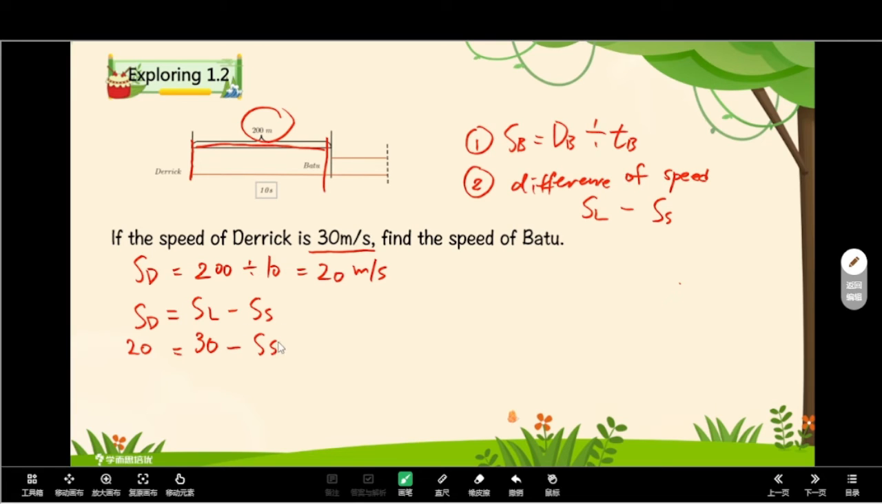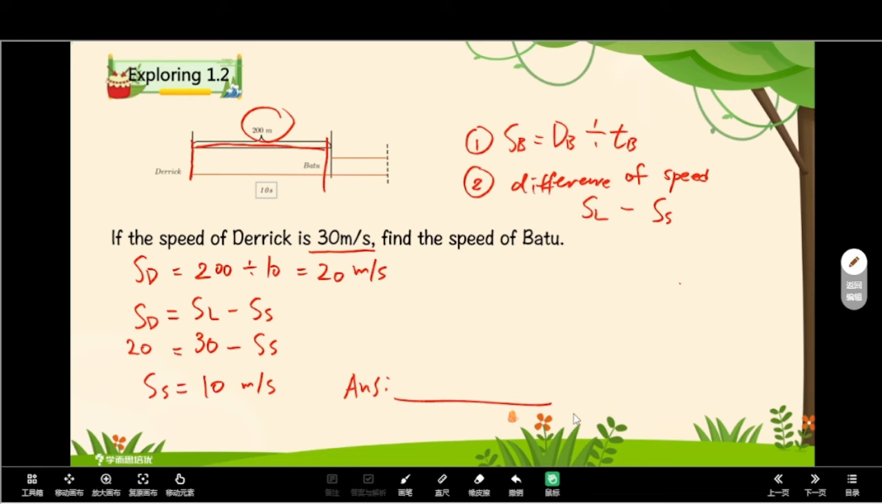Okay, so his speed is 30 meters per second, and what we need to find is the speed of 巴图. Okay, then 30 minus how many equals 20? It is very easy. 30 minus 10 equals 20, and the unit should be meters per second. Then we have finished this question, and you write down your answer here.